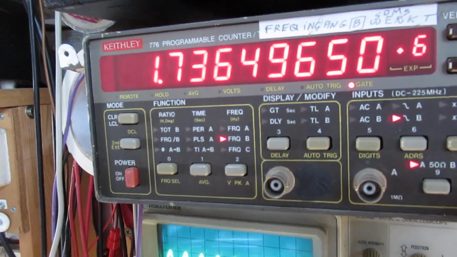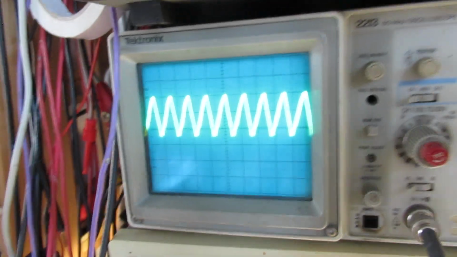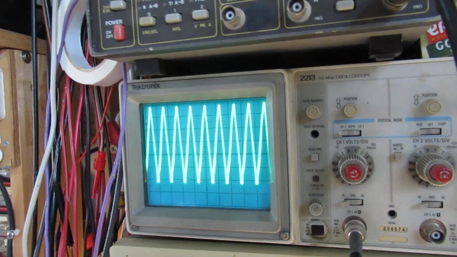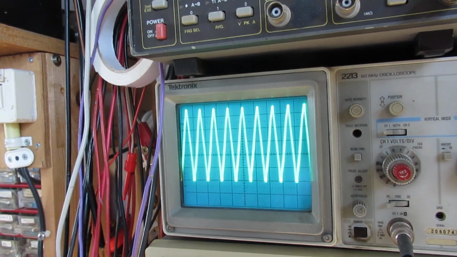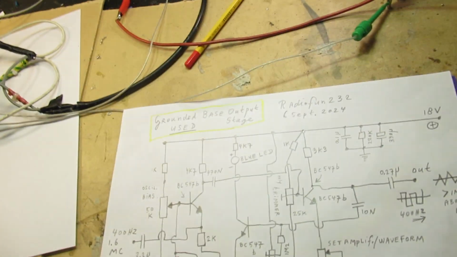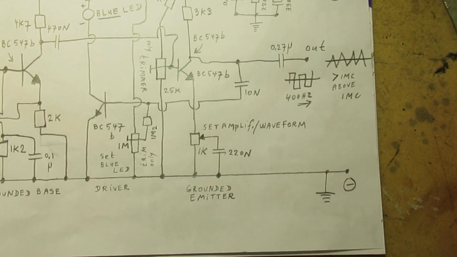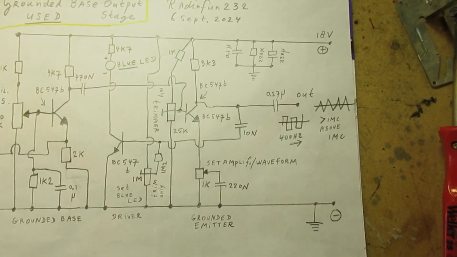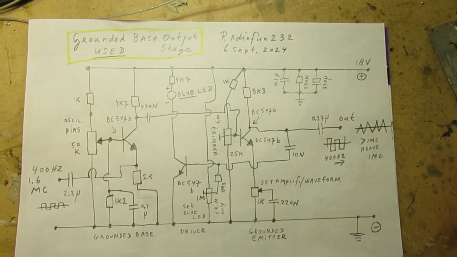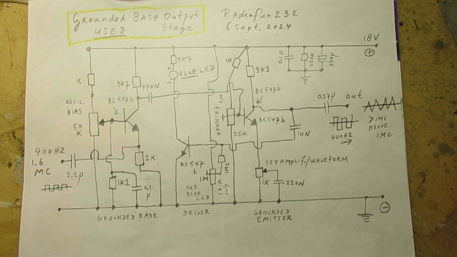So now we are on 1.7 megahertz. And this is the waveform. And you can change it a little bit, adapt it, make it more pure here with the bias potentiometer, and that is the amplification potentiometer. So in fact you have a too complicated circuit, but could be useful to make all kinds of waveforms.